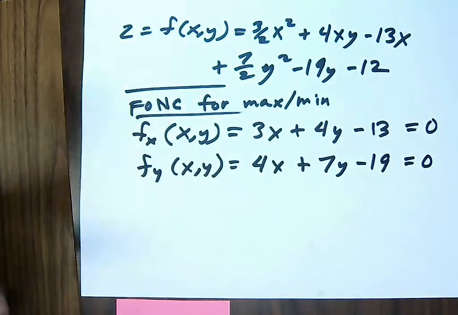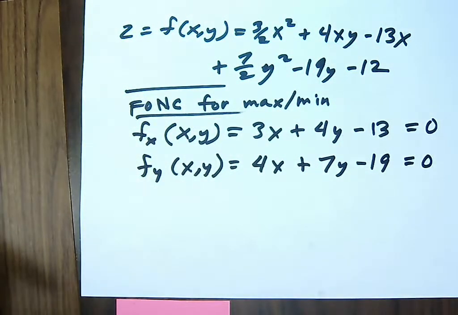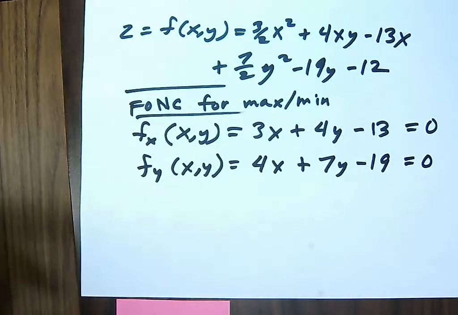So now if we look at our first order necessary conditions here, we have a system of simultaneous equations involving the two choice variables, x and y. So how can we solve this system of equations for x and y? Well, we could use Cramer's rule.